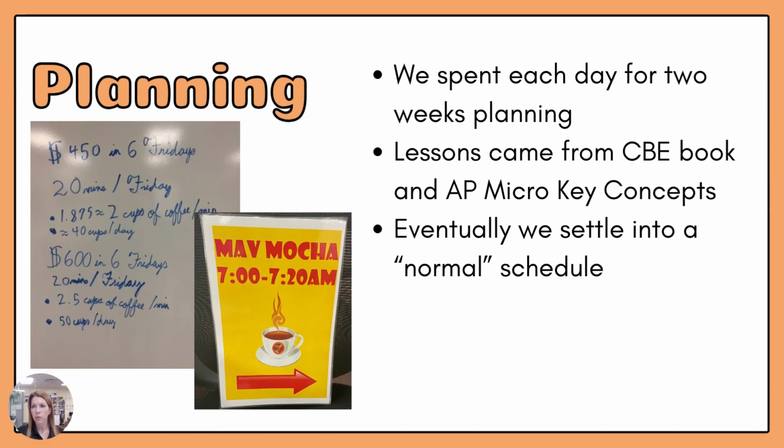Now, planning for the business itself, the first 2 weeks, and again, this is in my AP microeconomics class. So we spent every day the first 2 weeks planning, and we were using lessons from economics and entrepreneurship mixed with some of the AP micro standards from Unit 1. And you can see there on the pictures here, this was some of their early conjectures of how much money they thought we could make. This is our first sign from Mav Mocha and what time we were open.